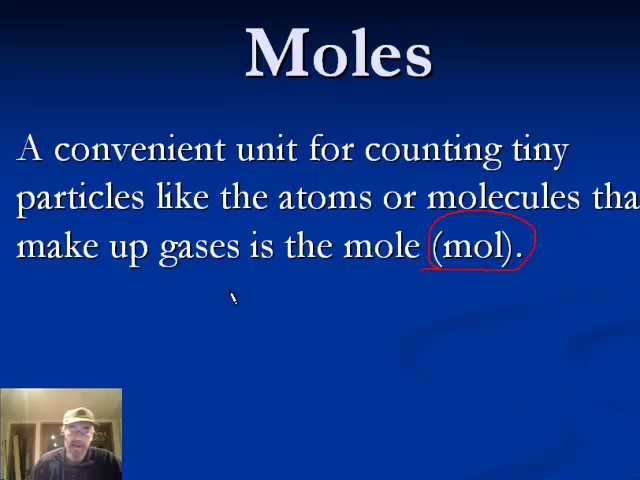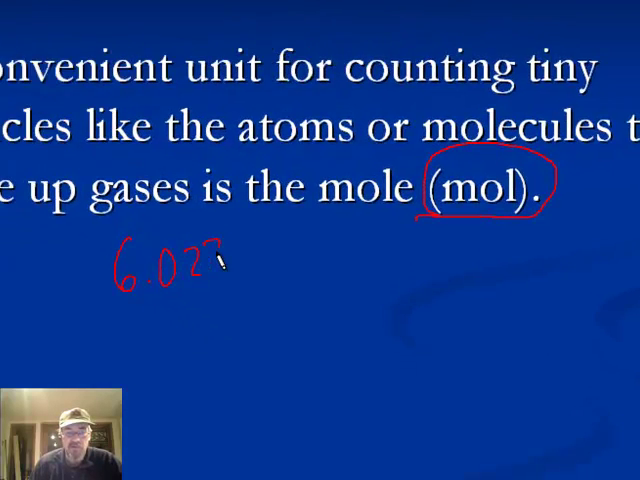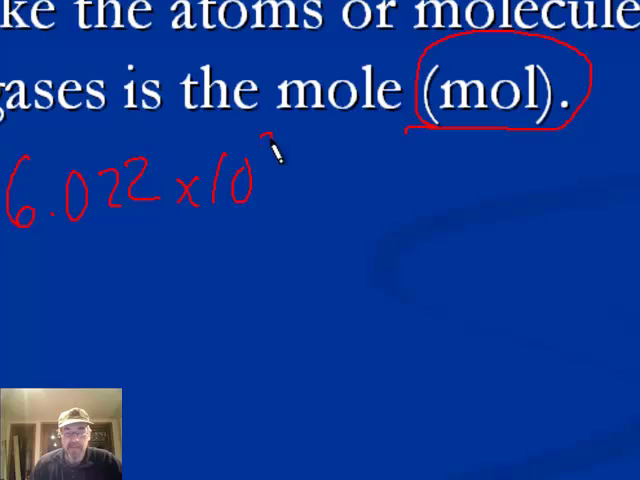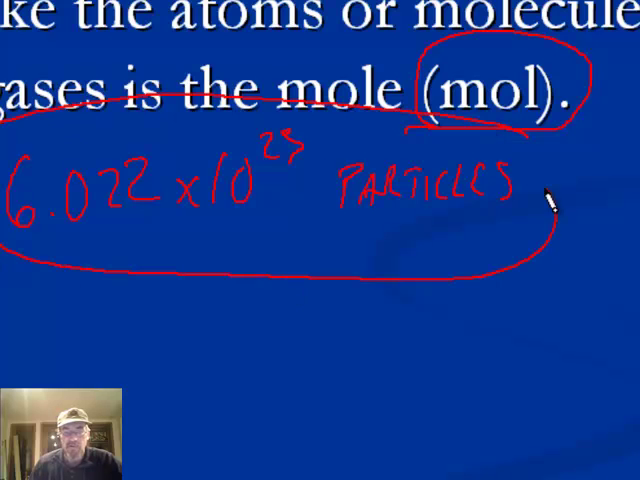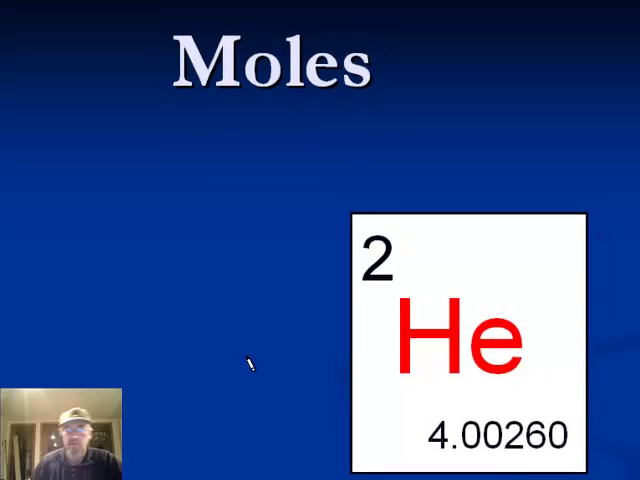The mole is a counting unit. It actually comes from chemistry. There's a definition for it that we don't have to concern ourselves with. But a mole is equal to approximately 6.022 times 10 to the 23rd particles. That's what a mole is. If you've had chemistry, you know about that number. Here's how we can practically use this.